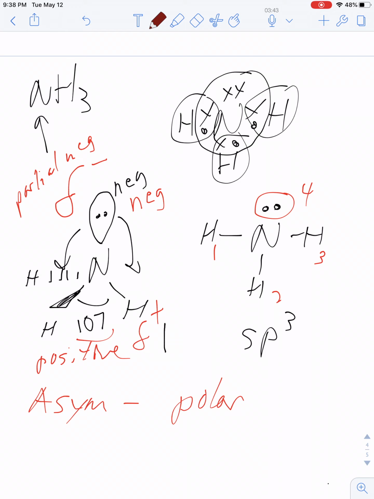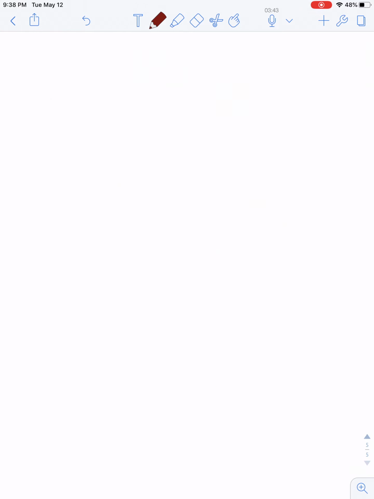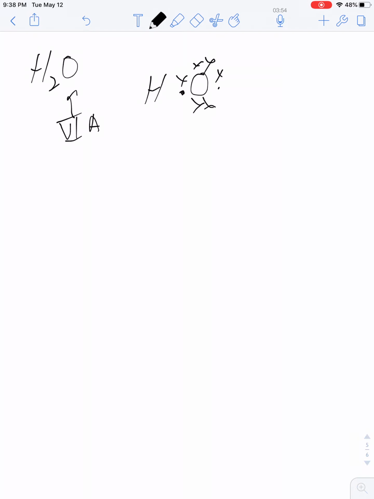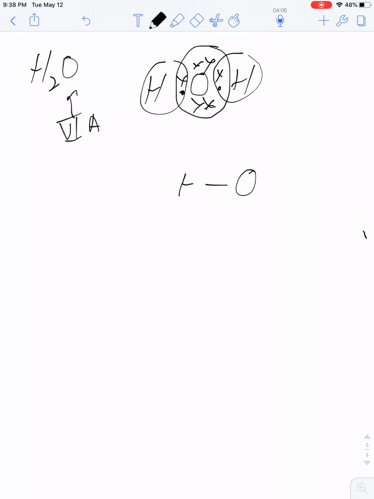Let's do a few more examples of these. Let's do water. Okay? So water has this Lewis dot structure. Oxygen is in group 6A. So it starts with 6 electrons. Hydrogen follows the rule of 2. Oxygen follows the rule of 8. Okay? So in 2 dimensions, my molecule looks like this.